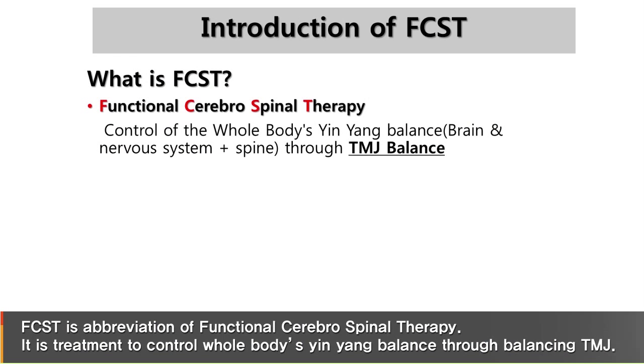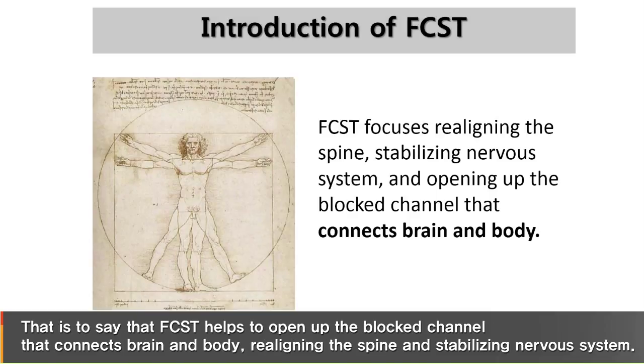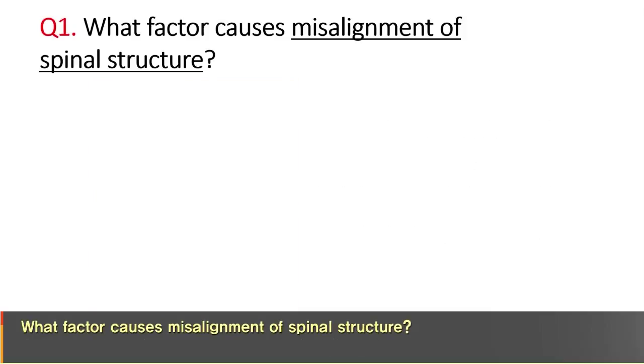FCST is an abbreviation of Functional Cerebrospinal Therapy. It is a treatment to control the whole body's yin-yang balance through balancing the TMJ. The purpose of balancing the TMJ is upper cervical alignment, spinal alignment, nervous system stabilization, and natural healing of the body. That is to say, FCST helps to open up the blood channel that connects the brain and body, realigning the spine and stabilizing the nervous system.